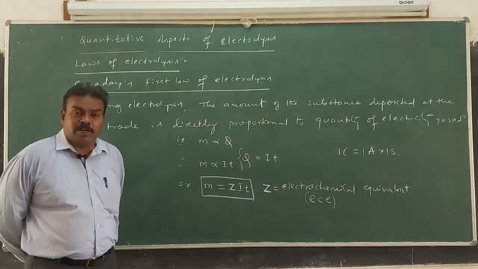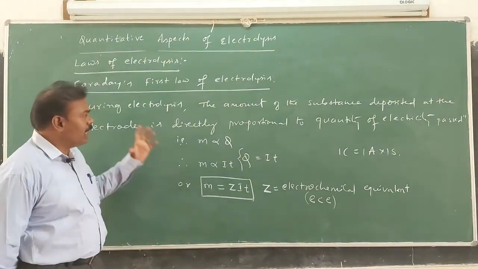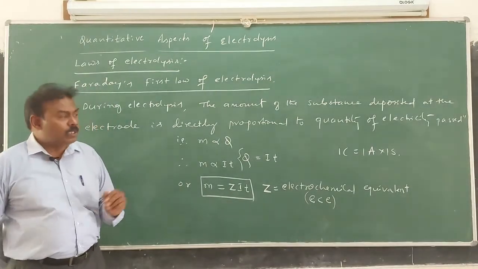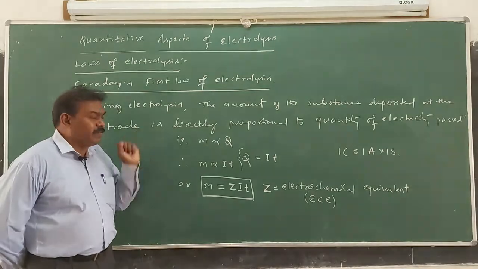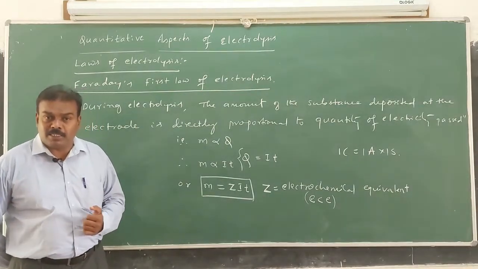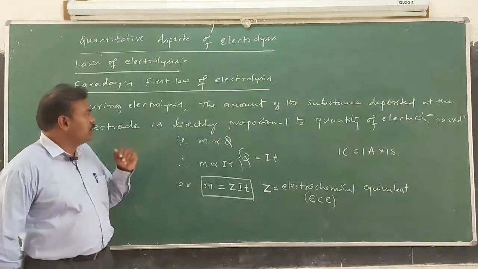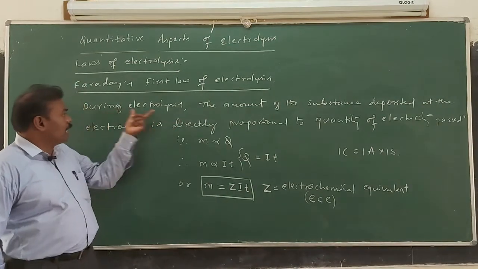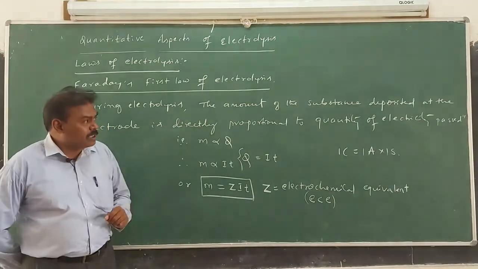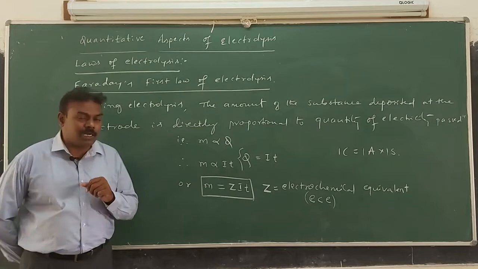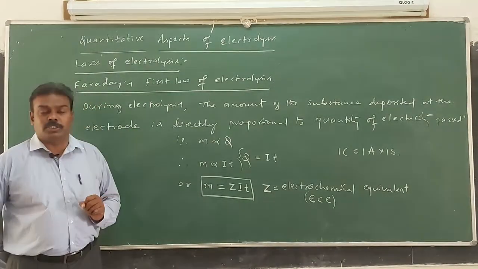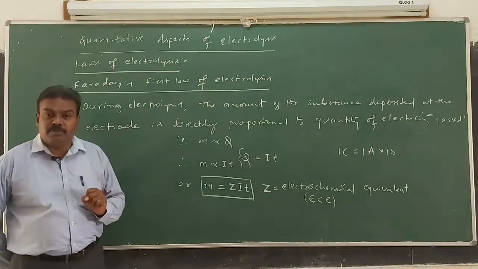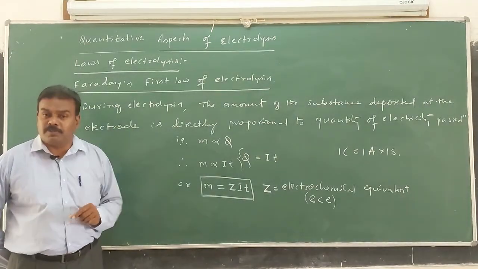Regarding the electrochemical equivalent and Faraday's first law of electrolysis, we have studied a very important concept. Usually 1 mark or 2 marks questions will be asked: state Faraday's first law. Easily you can write: during electrolysis, the amount of the substance deposited at the electrode is directly proportional to the quantity of electricity passed. This is Faraday's first law of electrolysis.